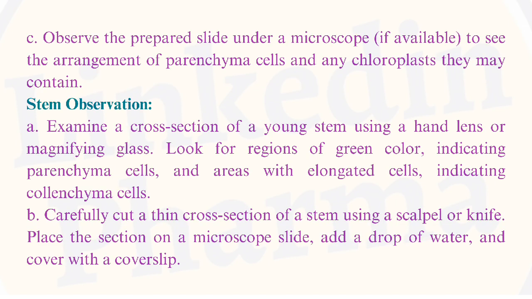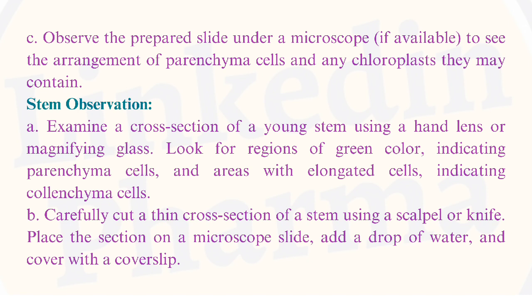C. Observe the prepared slide under a microscope, if available, to see the arrangement of parenchyma cells and any chloroplasts they may contain. Stem observation: A. Examine a cross-section of a young stem using a hand lens or magnifying glass.